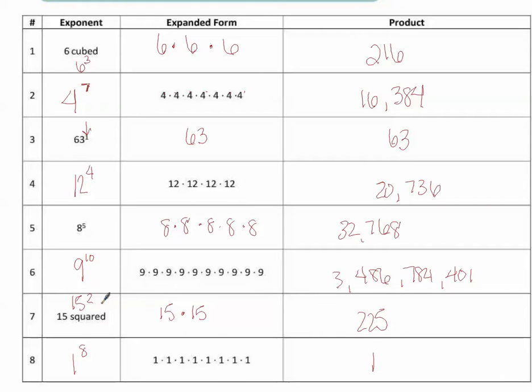Look at number 7, 15 squared. Squared is also the exponent of 2. So in this case, 15 squared can be written as 15 to the second power. So the expanded form is 15 times 15, giving a product of 225. If you have any questions, pause the video and go ask your teacher.